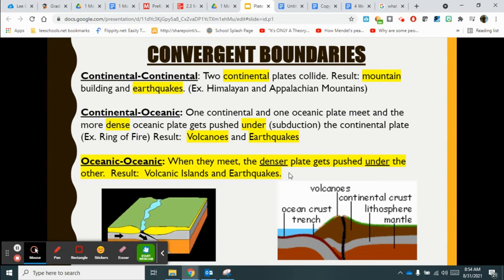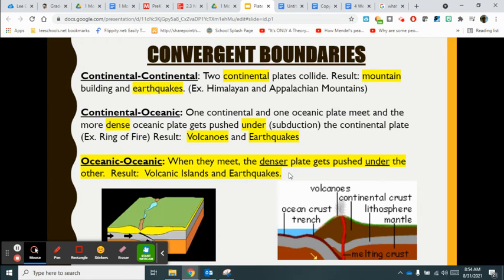Continental is one type of convergent boundary where two continental plates collide. The results are mountain building and earthquakes. Examples are the Himalayan and Appalachian mountains. Another type of convergent boundary is continental oceanic. That is, one continental and one oceanic plate meet, and the more dense oceanic plate gets pushed under the continental plate by subduction. Examples are the Ring of Fire, and it results in volcanoes and earthquakes.